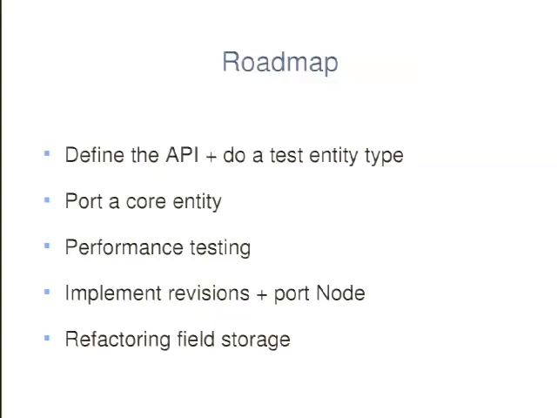And as we do this, we would probably want to do performance testing for each core entity we're converting. Let's check and see if the performance gets better, hopefully. Hopefully not worse. If it gets significantly worse, then we have a problem and we need to revisit what we're doing. That clearly needs to be an ongoing part of this cycle.